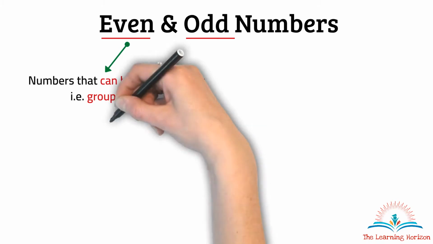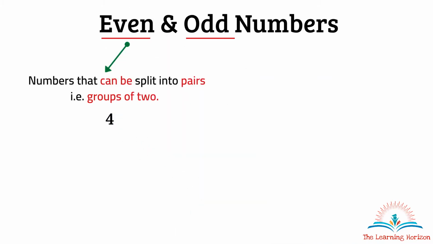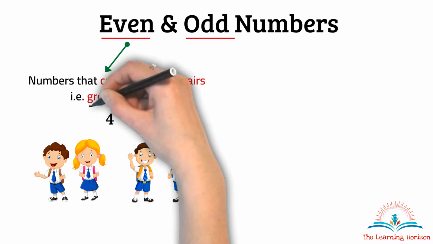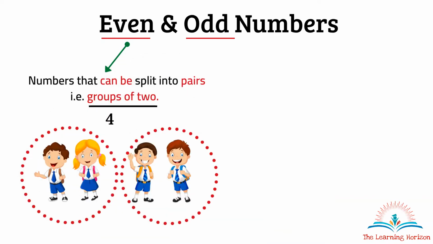For example, number 4. We have 4 kids here. If I split them into groups of 2, there is none who is alone. So 4 is an even number.